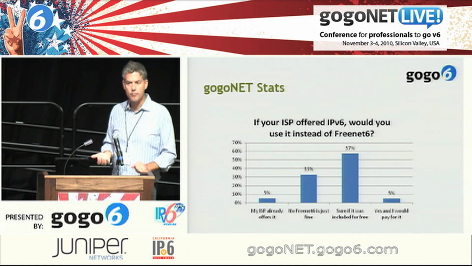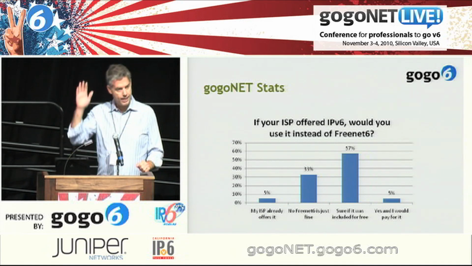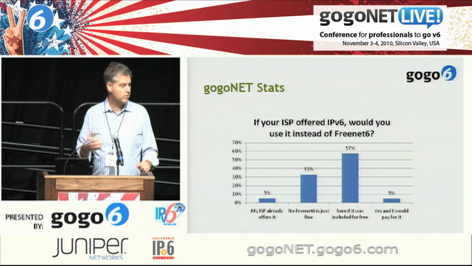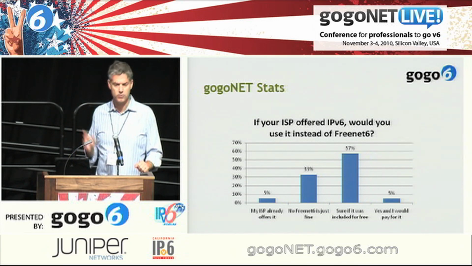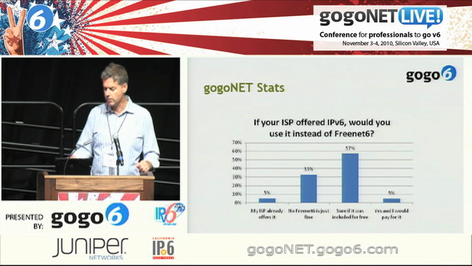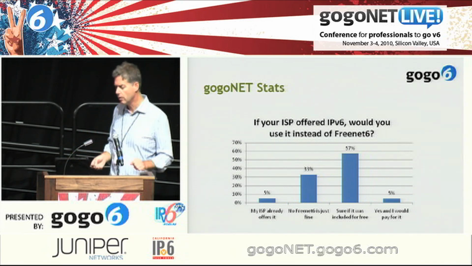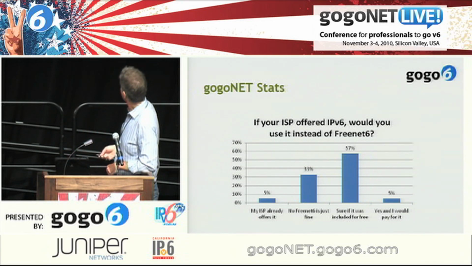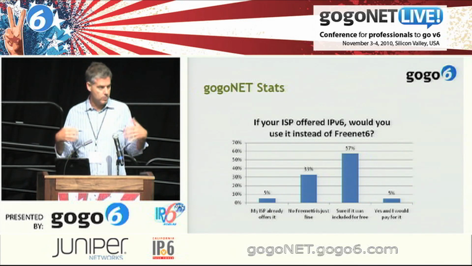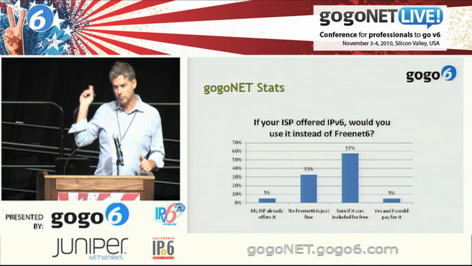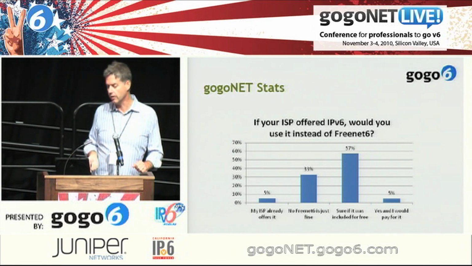When people sign up for gogoNET, we ask them a series of questions. It's just a few questions, and most everybody here is probably a member, so you've answered these questions. So we've taken the data and brought it together. Interesting here. Now at 34,000, it's a reasonable sample size to infer some information from this data.